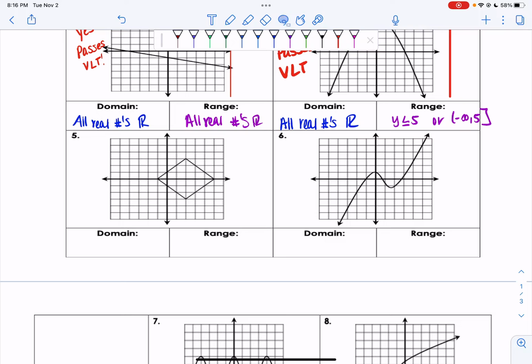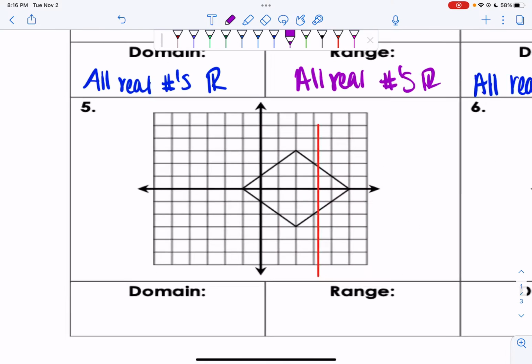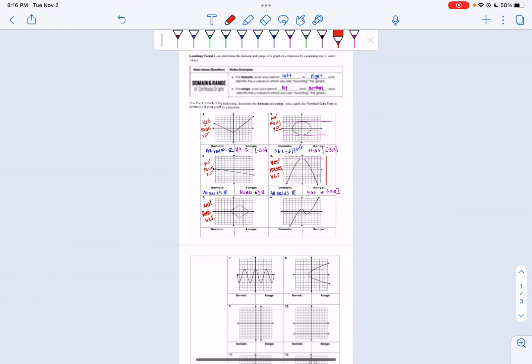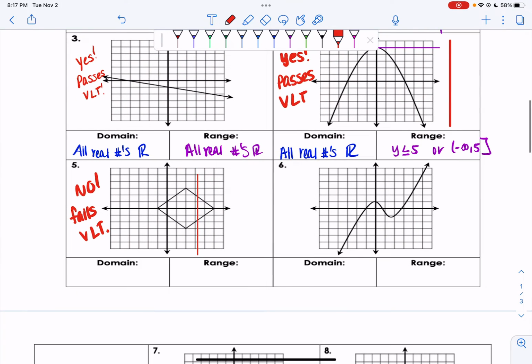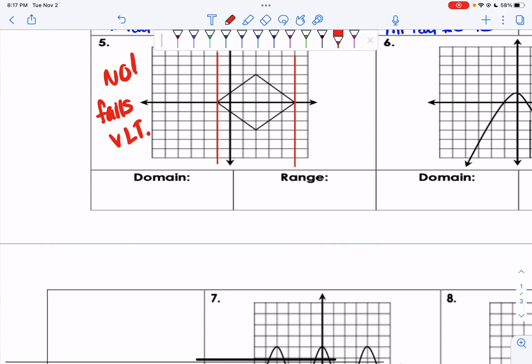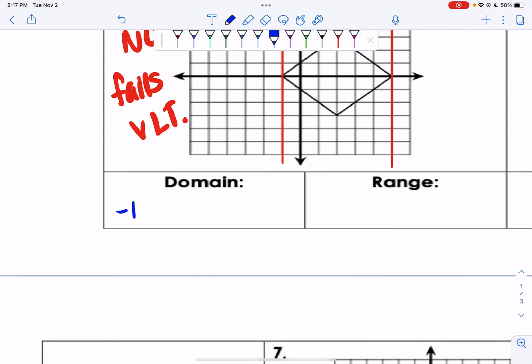Number 5. I can already tell something. Is this a function? No, it fails the vertical line test. Now our domain. Well, if we look, we start here at the left, and we end here at the right. So my x values are negative 1 to 1, 2, 3, 4, 5, negative 1 to 5. So I can say my domain is negative 1 less than or equal to x less than or equal to 5. I can also use interval notation by using negative 1 to 5.